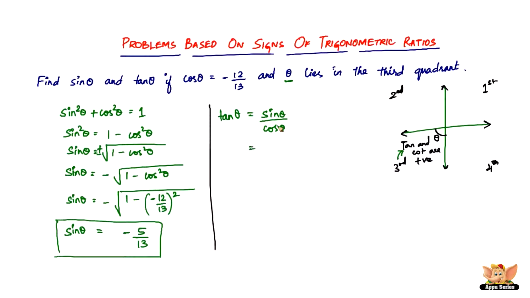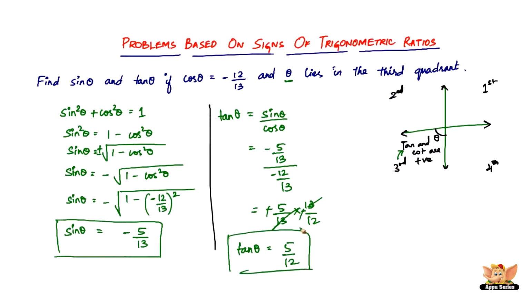So all you have to do is, sine theta is minus 5 by 13, divided by cos theta, which is minus 12 by 13. You know that a fraction divided by a fraction is nothing but the numerator multiplied by the reciprocal of the denominator. So minus 5 by 13 times minus 13 by 12. The negatives cancel, or negative when multiplied by negative becomes plus. 13 gets cancelled, and you get tan theta equal to 5 by 12.